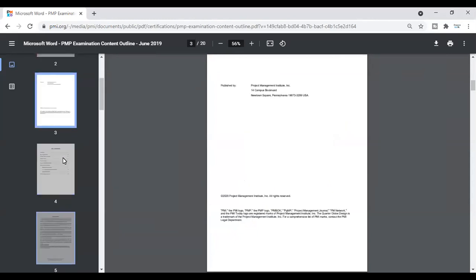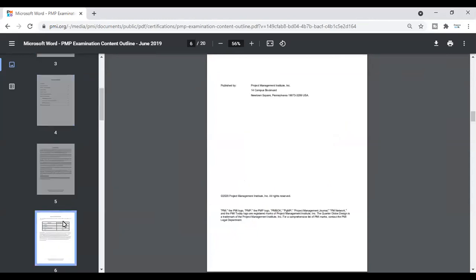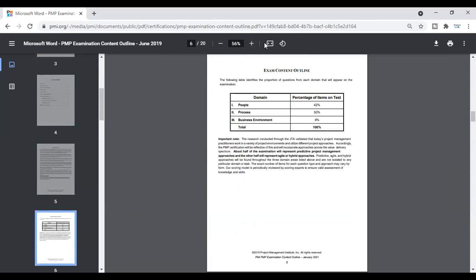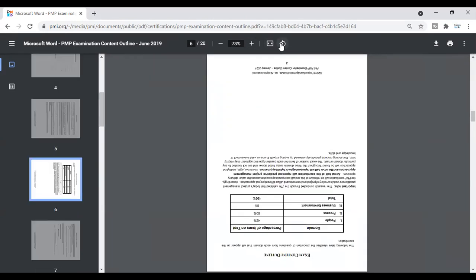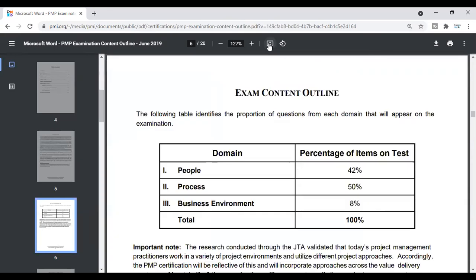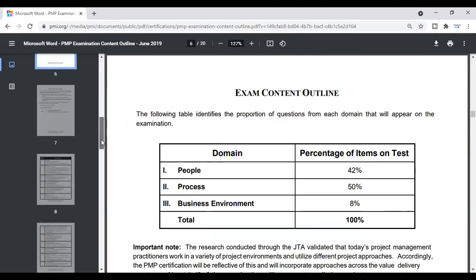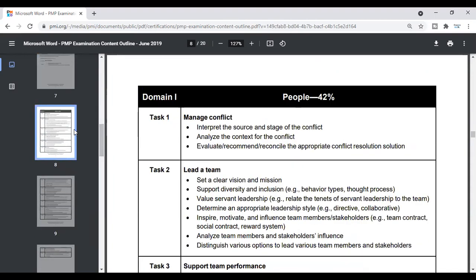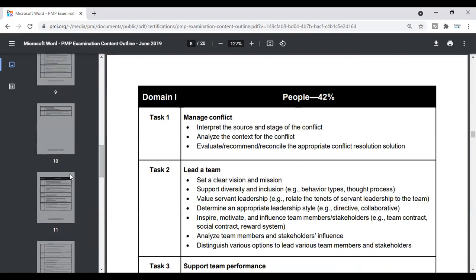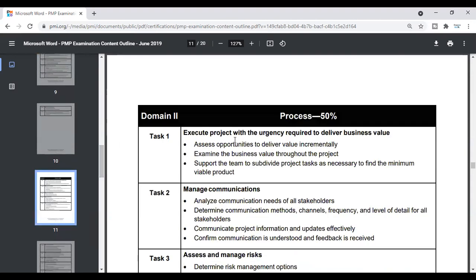So taking a look at the PMP exam content outline, you know it's broken down into people, process, business. Just as a very quick reminder, we know that the people domain is 42%, the process domain is 50%, and business is 8%. So let's take a look at the process domain. Taking a look at the process domain, you can see that this is 50% of the exam. And the very first task is execute the project with urgency.